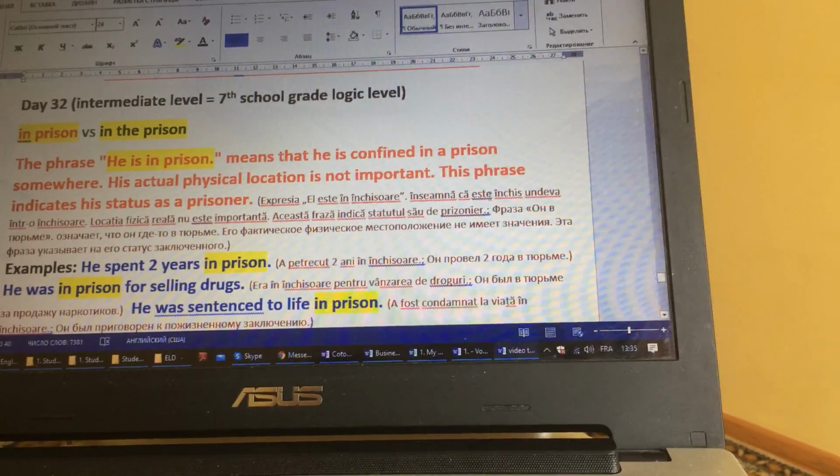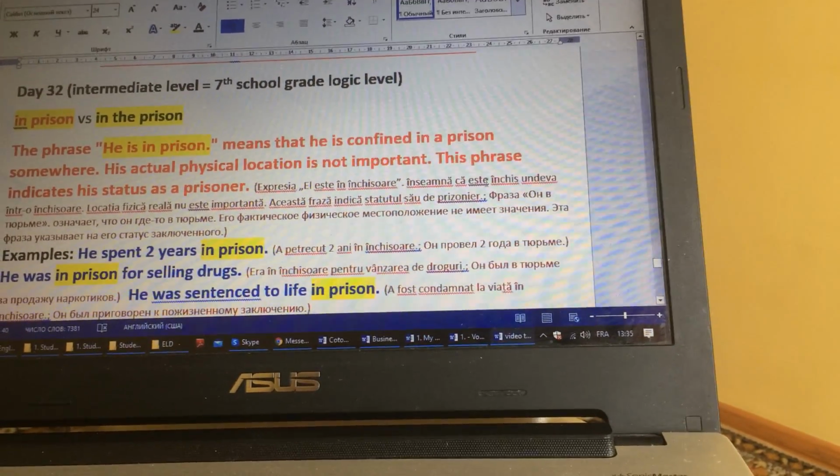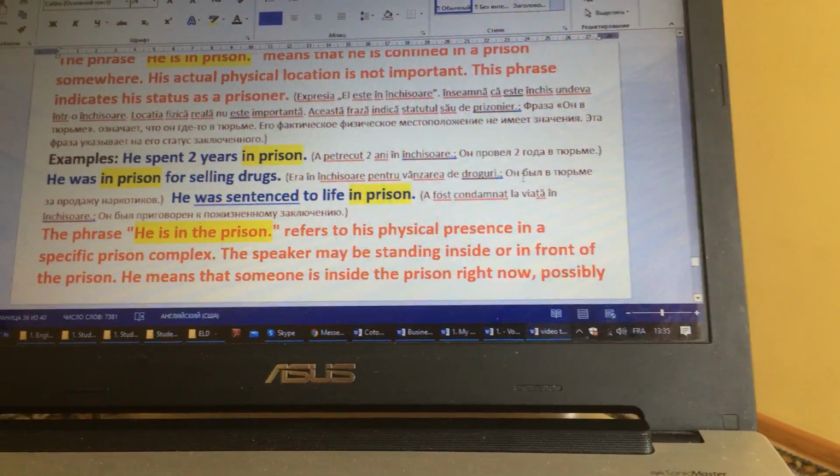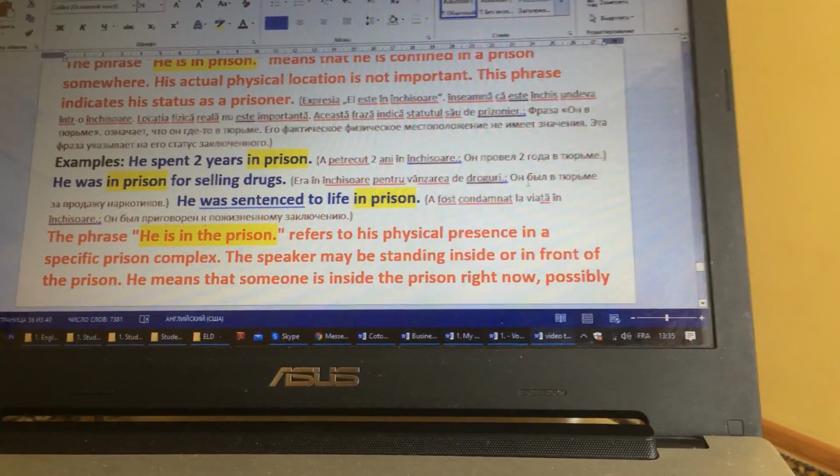Examples: He spent 2 years in prison. He was in prison for selling drugs. He was sentenced to life in prison.